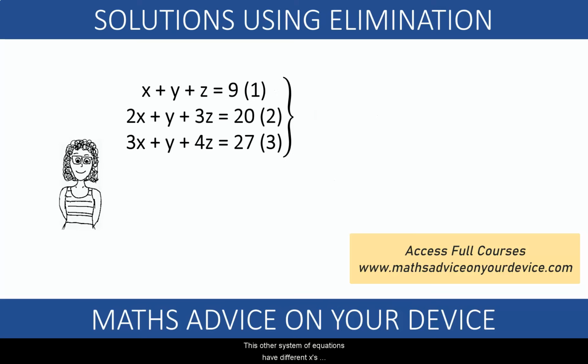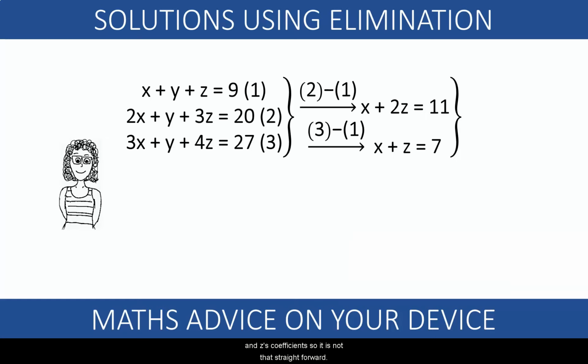This other system of equations has different coefficients for x and z, so it's not that straightforward. If we subtract the first from the second equation, we end up with 1x plus 2z equals 11. We have eliminated y. If we now subtract the first from the third equation, we end up with 1x plus z equals 7. We have eliminated y again.